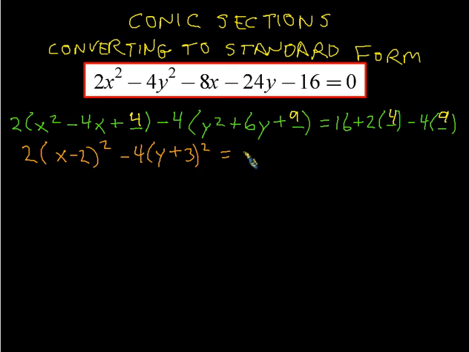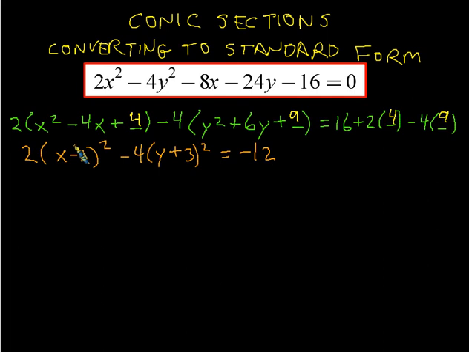And over here on the right-hand side, we get negative 12. 16 plus 8 is 24, minus 36, negative 12. Now, this negative 12 creates a bit of a dilemma. Because, by the way, what do we think we have here? What type of conic section?